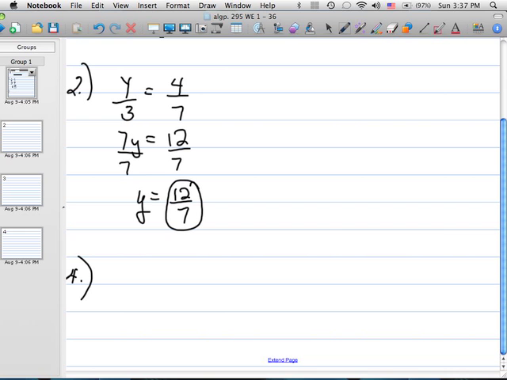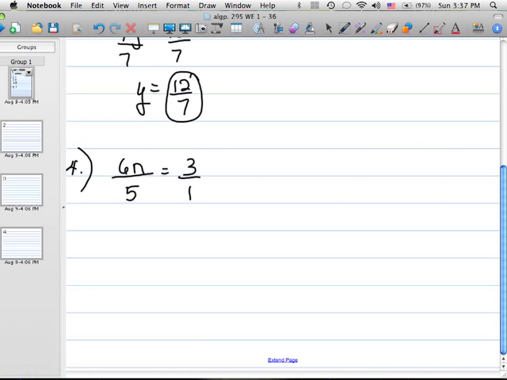Problem number 4, copy the proportion down. 6n over 5 equals 3 over 1. Cross products, 6n times 1 is 6n, and 5 times 3 is 15. Solving for n, divide by 6. So n equals, simplify 15/6, 3 goes into 15 5 times, and into 6 2 times.